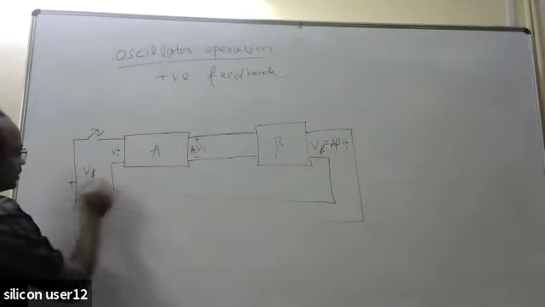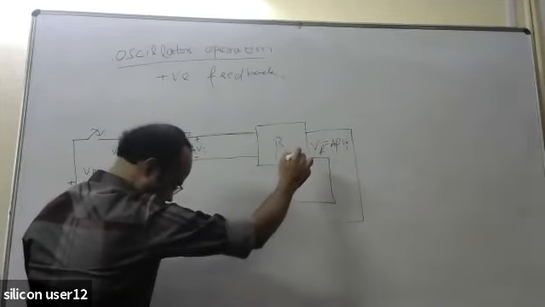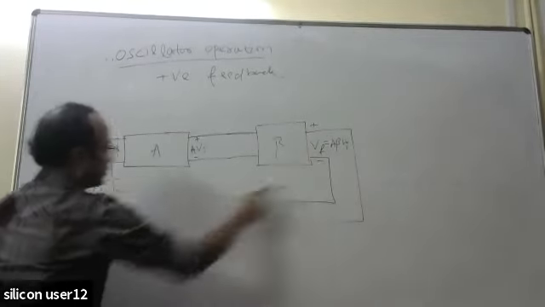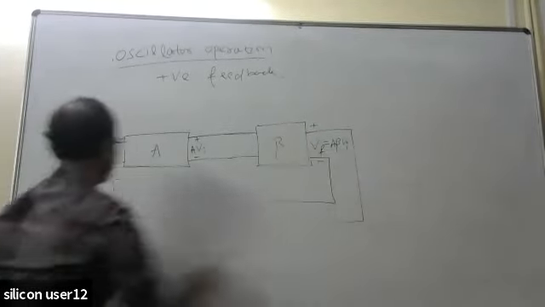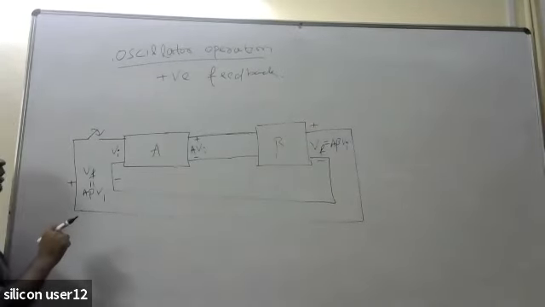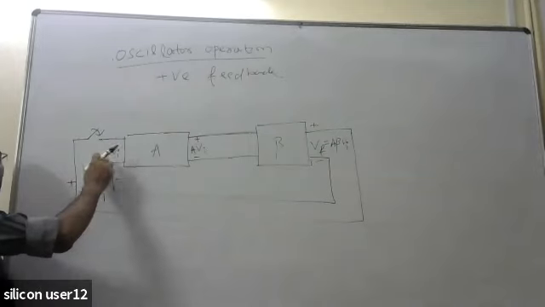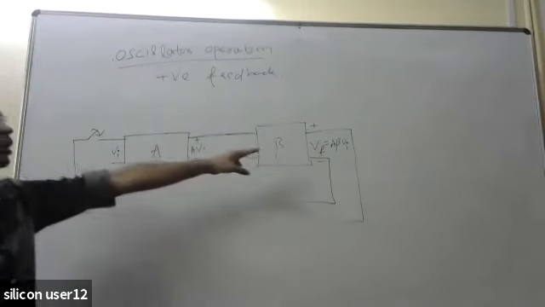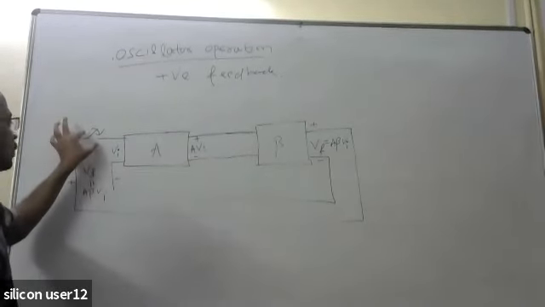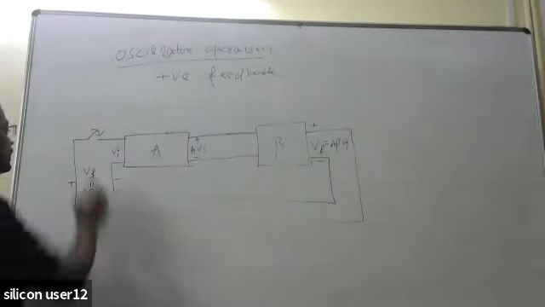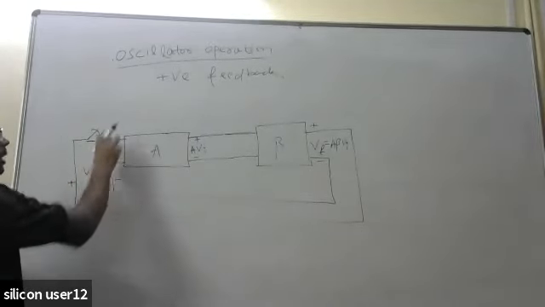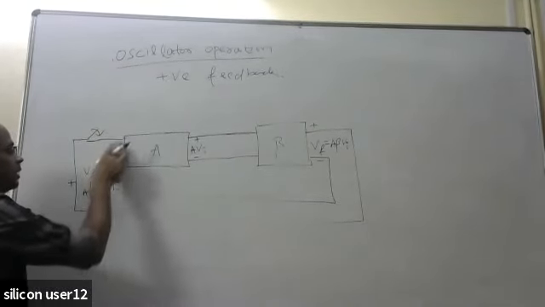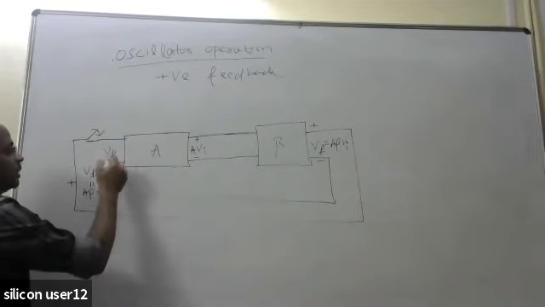Okay, so this side is plus, this side is minus. Now what happened is that initially we had given Vi only. Now this Vi is not present. Vi has been removed. But now that Vf or feedback signal is coming and it is waiting here. So when this switch is closed, what will happen? This Vf will be applied to the input of this amplifier. So now instead of Vi, the input will be equal to this Vf.